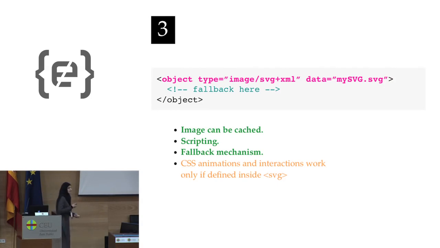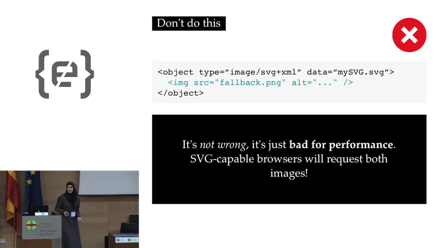Now, one important thing here, if you're going to use object, and if you want to provide an image fallback, you're probably going to want to do it like this. The image between the opening and closing tags, PNG fallback, great. However, this is bad. Don't do it. If you want to provide a fallback, don't do it this way. It's not wrong. It's definitely not wrong. It's just bad for performance.